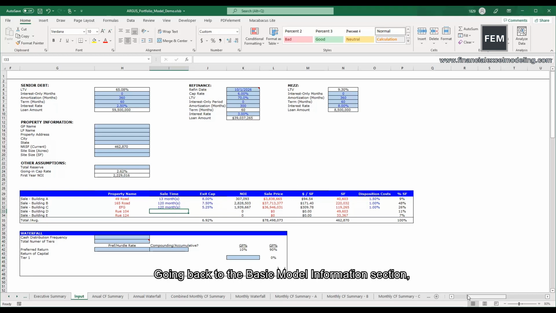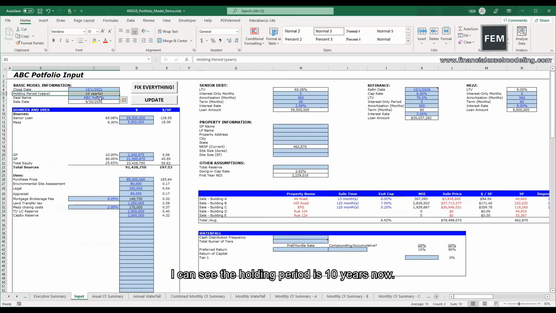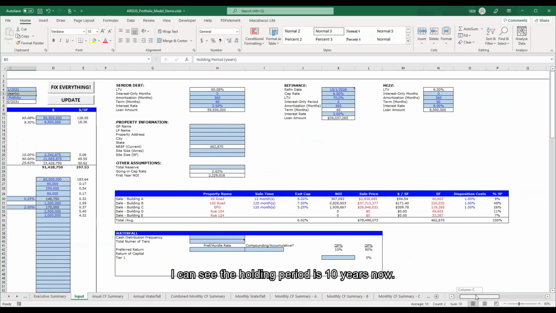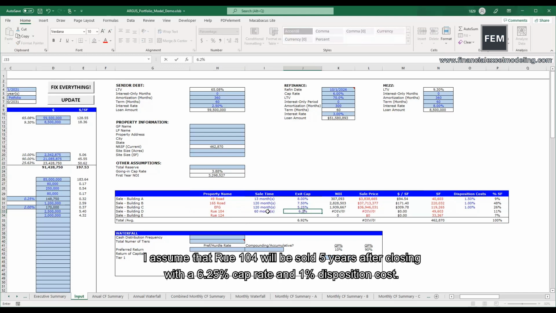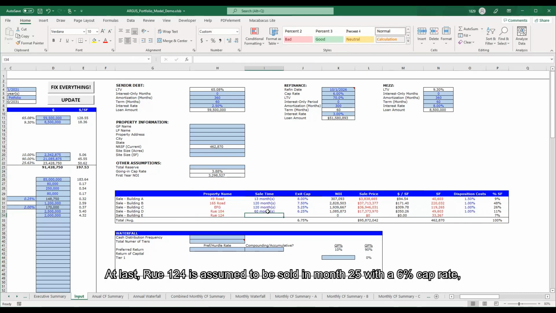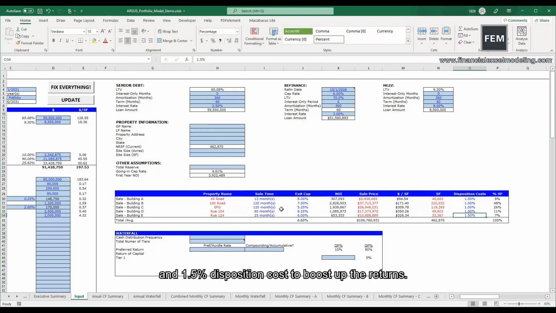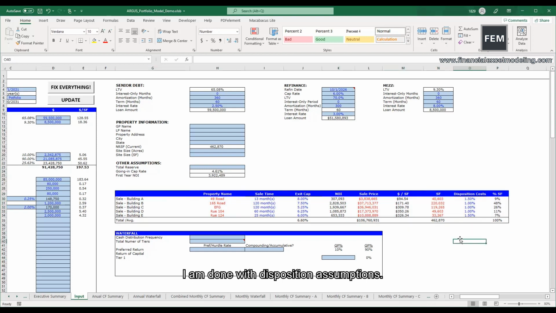Going back to the basic model information section, I can see the holding period is 10 years now. Let's continue with the disposition assumptions. I assume that Rule 104 will be sold 5 years after closing, with a 6.25% cap rate and a 1% disposition cost. At last, Rule 124 is assumed to be sold in month 25 with a 6% cap rate and a 1.5% disposition cost to boost up the returns. I'm done with the disposition assumptions.